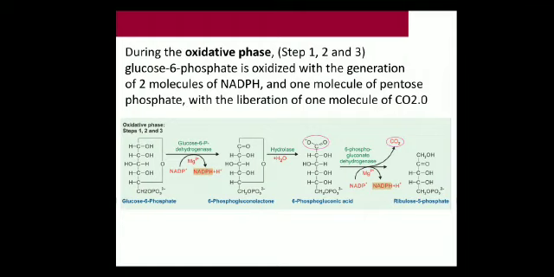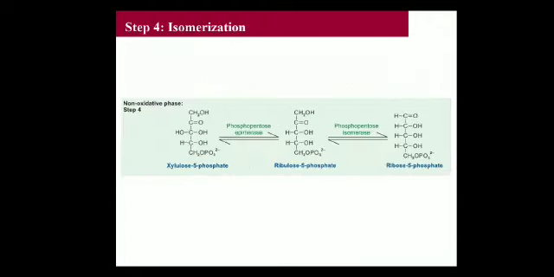The enzyme is 6 phosphogluconate dehydrogenase. Finally, the summary of these three steps, that is the oxidative phase, is generation of 2 molecules of NADPH plus 1 molecule of pentose phosphate with liberation of carbon dioxide.